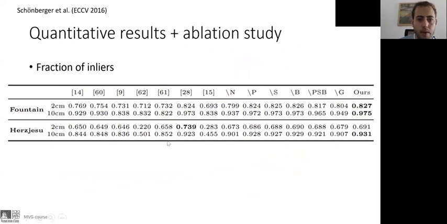Okay, let's see some quantitative results. They checked their method on the Fountain and the Herz-Jesu scenes, which have a LiDAR ground truth, and they calculated the fraction of inliers. So, for example, 14, which is the method of Zeng et al., got 77% inliers whose error is less than 2 centimeters in terms of depth. So you can see that it's less accurate than their full method, which got higher accuracy.